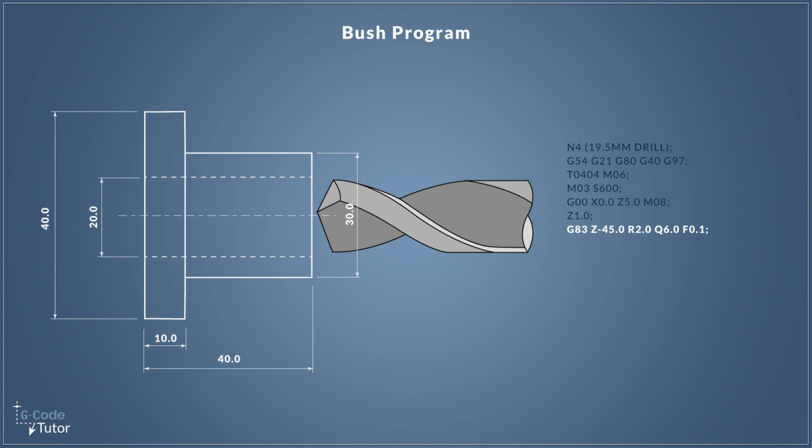So we could use a G73 cycle, and that's where we peck drill, but the drill doesn't fully retract from the part, so we're just breaking an edge from that swarf as we're going into the part.